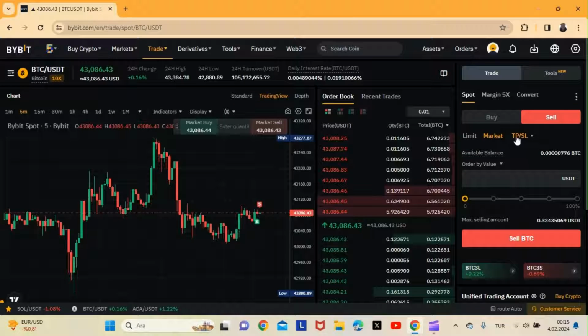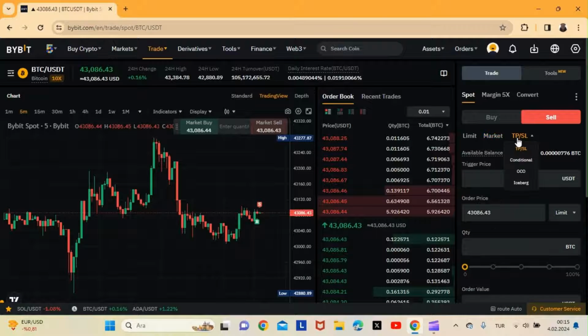Now let's come to this TP and SL. This is an order which you give to your broker. Let's say currently you have purchased Bitcoin. You want your broker, the exchange, to sell at a trigger price. If you purchased Bitcoin at 43,000 and you want to sell at 44,000, you just select the quantity.